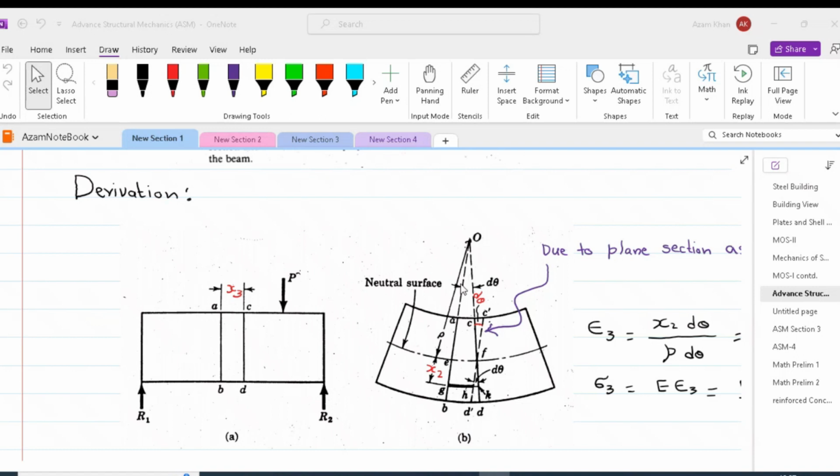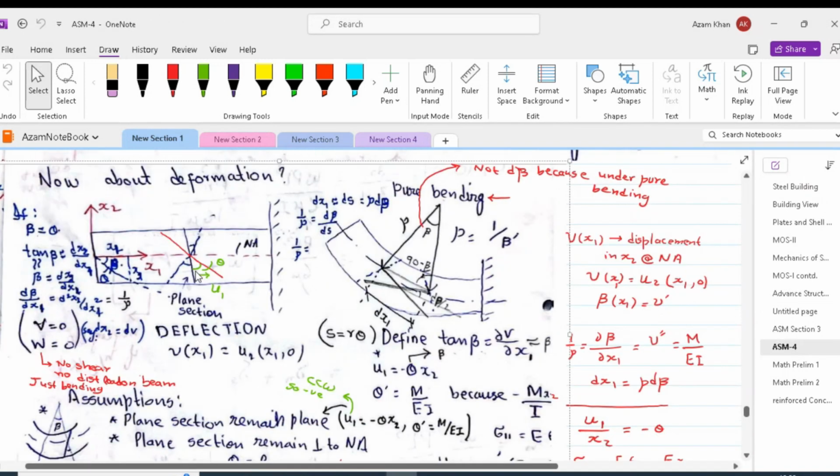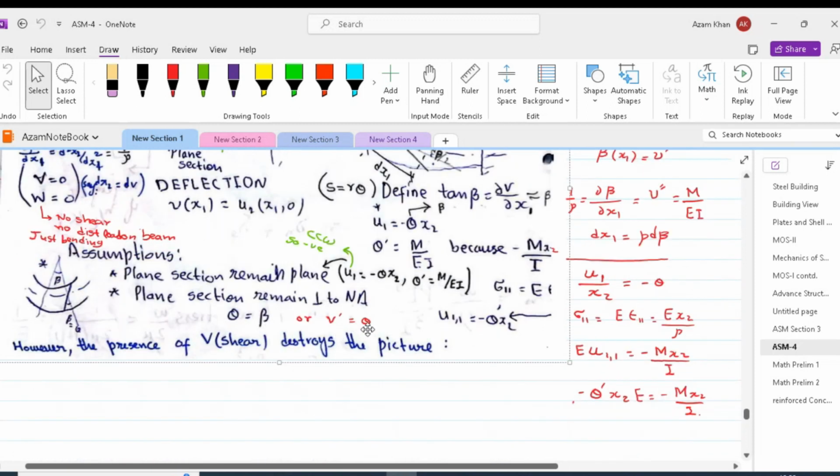Thus, d theta, which is the angle subtended by this arc, is equal to the d theta which CD makes with its original position. That means to say that the vertical fiber CD is perpendicular to the neutral axis. Therefore, this theta, as per Euler-Bernoulli theory, would be equal to beta, or in other words, v bar will be equal to theta. So these two are the basic assumptions of Euler-Bernoulli beam theory.